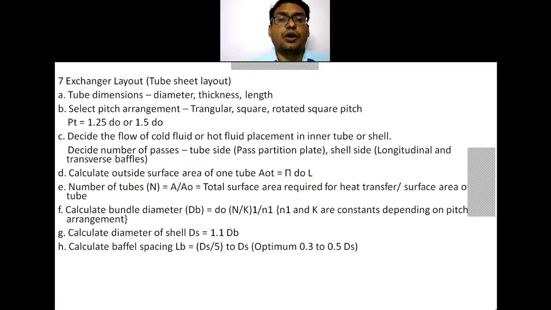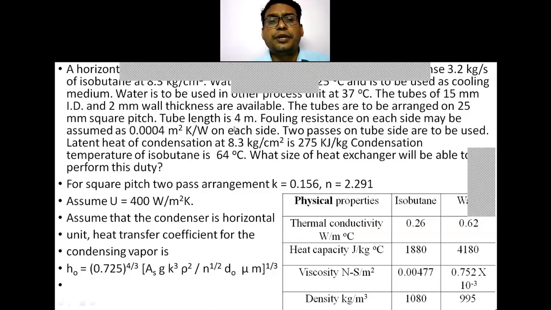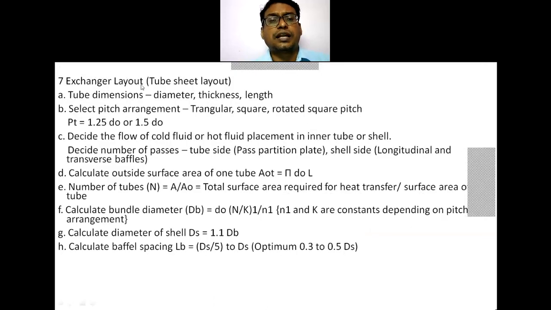Then defining the exchanger layout. In this numerical, the tube dimensions, that is the diameter, thickness, and the length, are all mentioned. So have a look. Tubes of 15 millimeter ID and 2 millimeter wall thickness are available. So ID is mentioned, OD is mentioned, thickness is mentioned, and the length of the tube is 4 meter, that is also mentioned. So this data of diameter, thickness, and length is already provided.